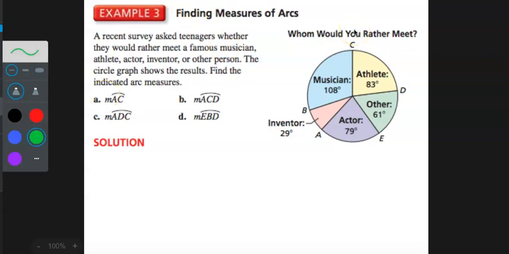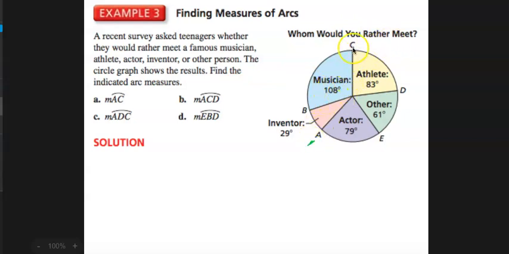Alright, so the measure of arc AC, let's see where AC is. Here's A, here's C, going all the way around. So measure of AC, we have 29 degrees plus our 108 degrees, giving me a total of 137 degrees.